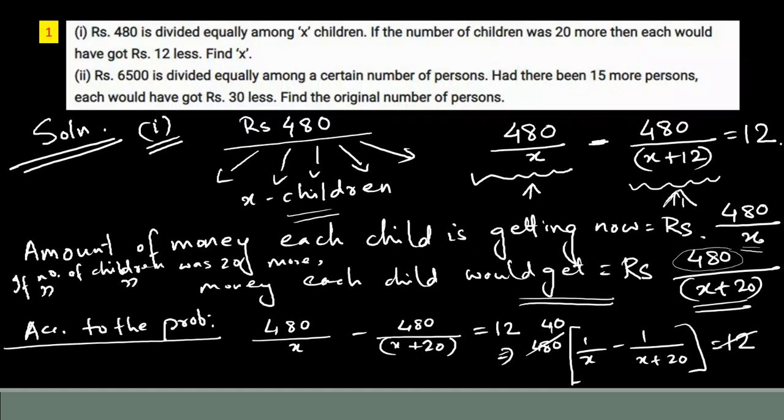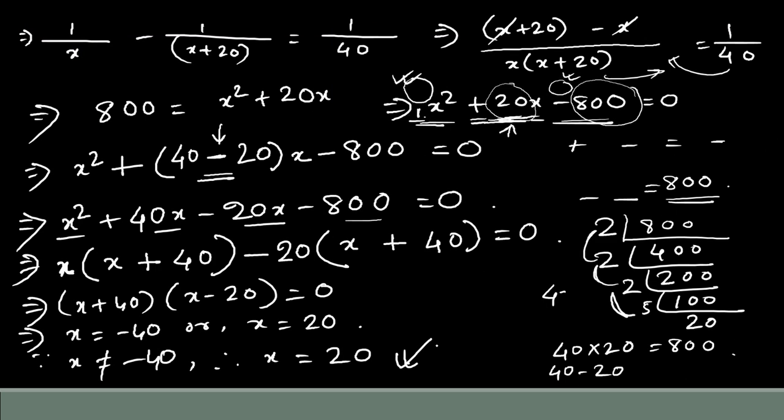So what have they asked? They have asked to find x. Basically, how many children were there initially? So you found that as 20. Hope you understood how to do factorization. I hope you have been able to solve this problem on your own. If you have any confusion, hope you understood how to form a quadratic equation and then how to solve that quadratic equation through factorization and find the solution.